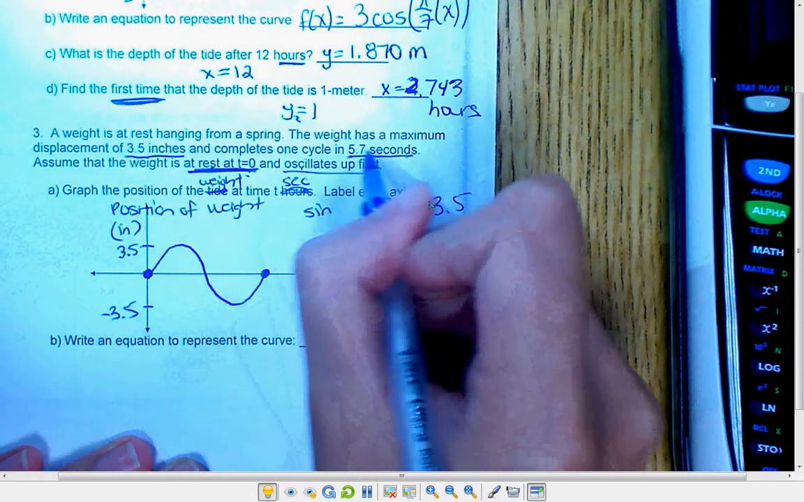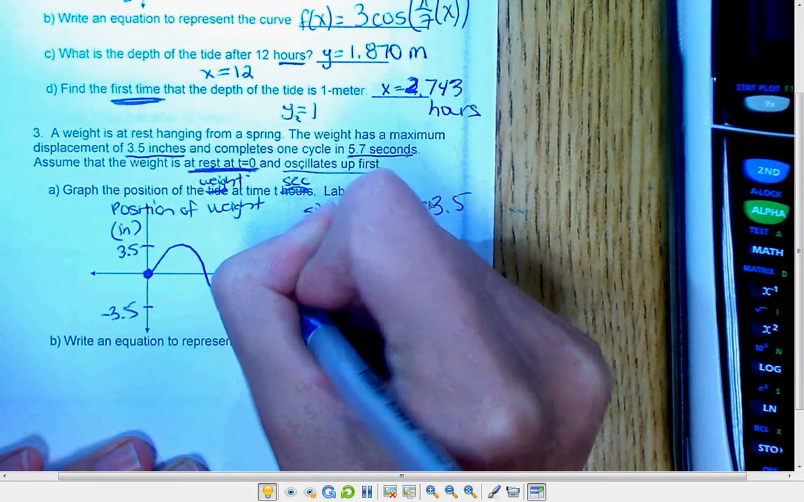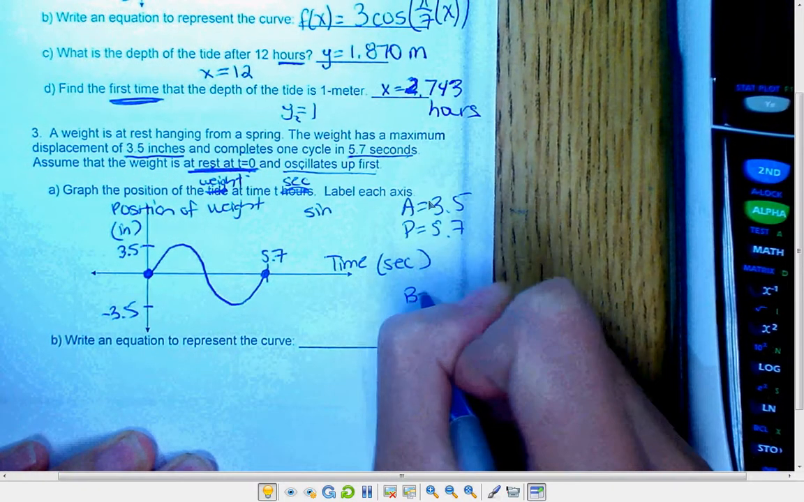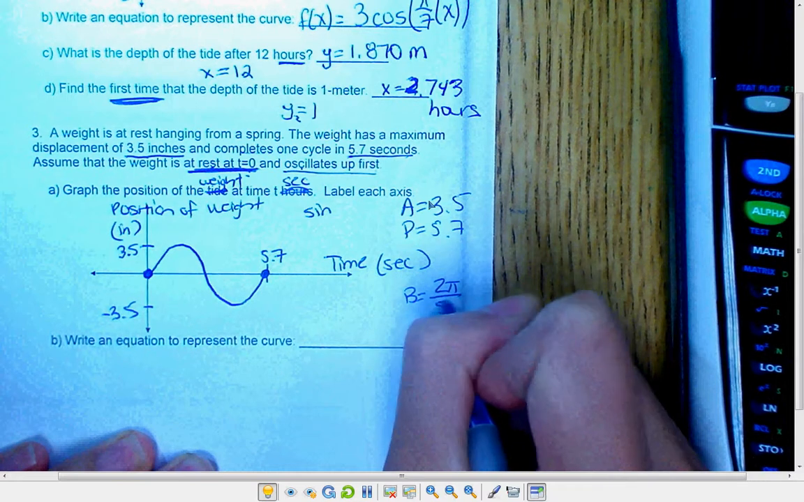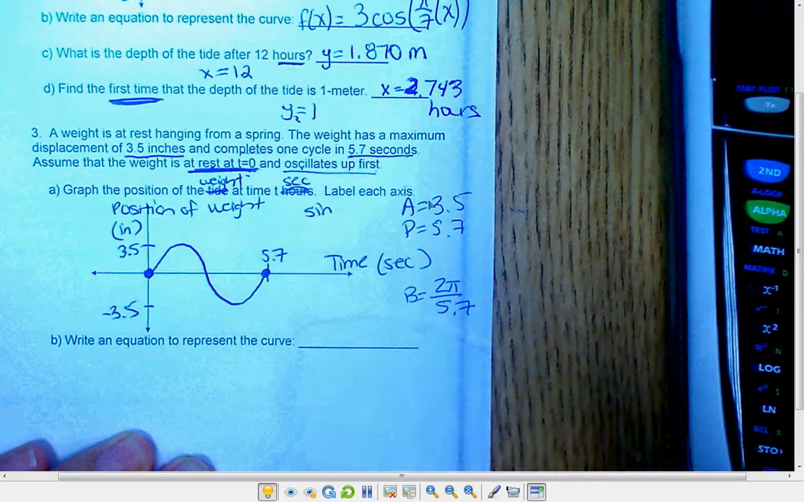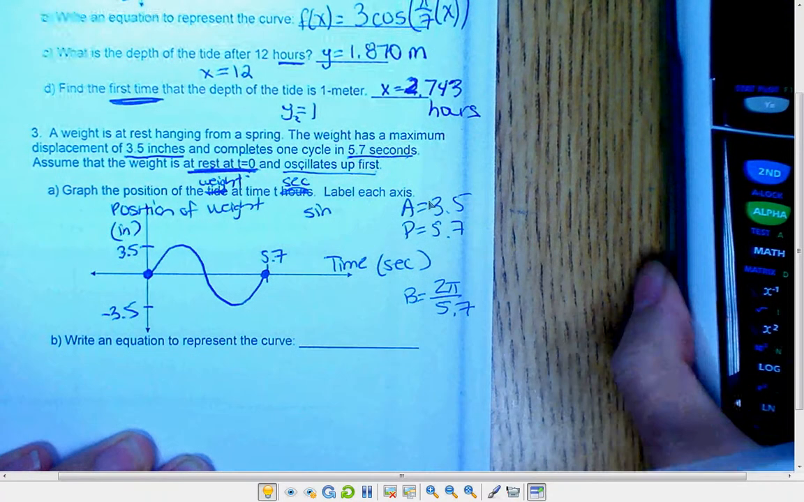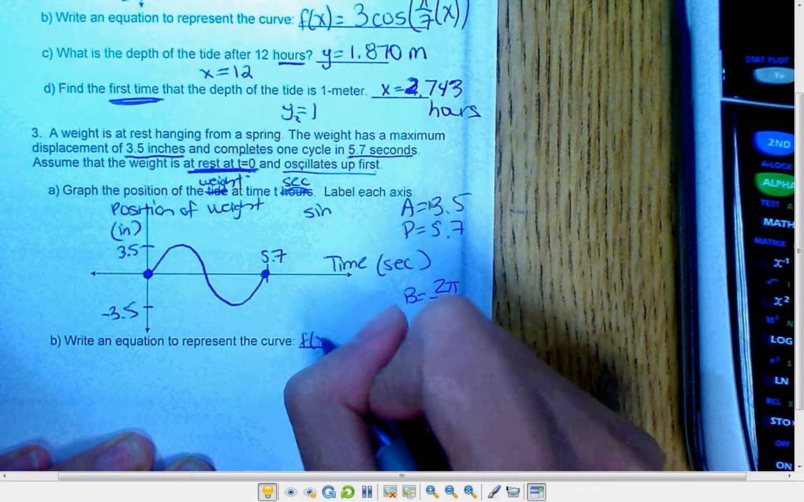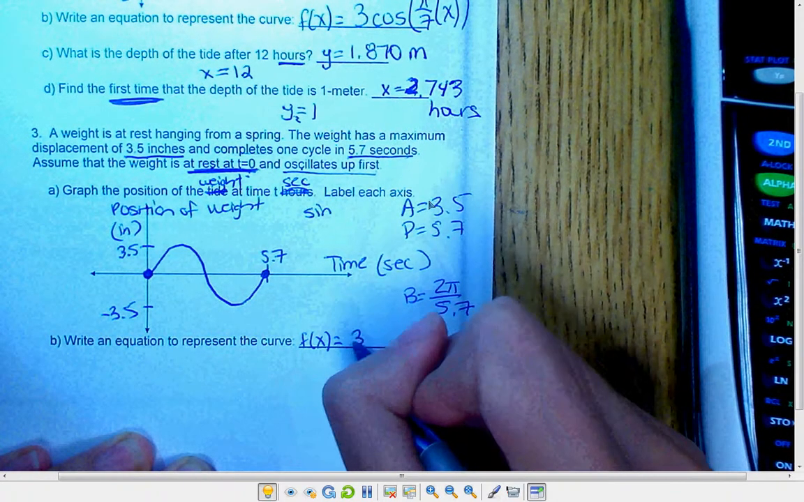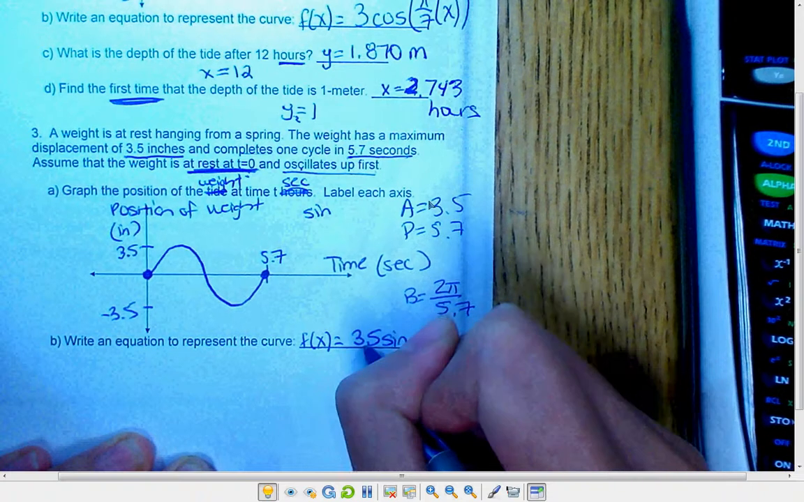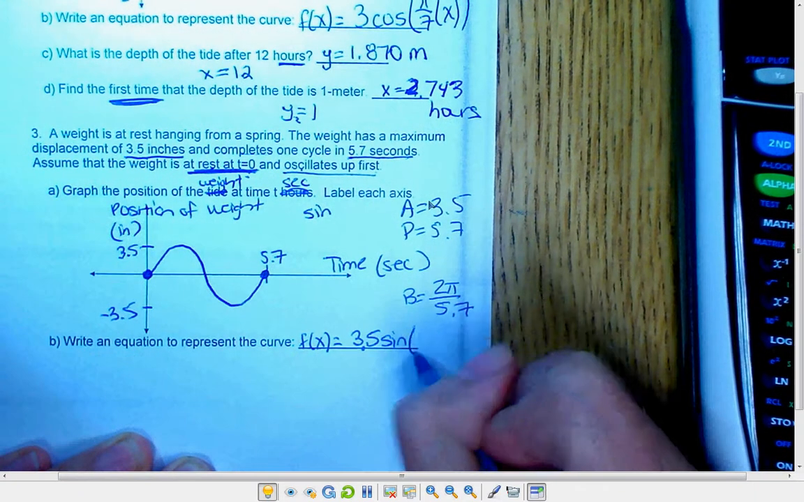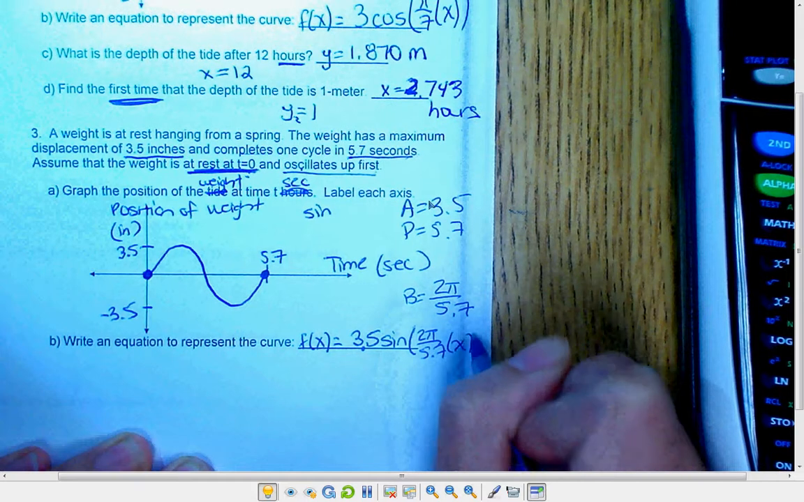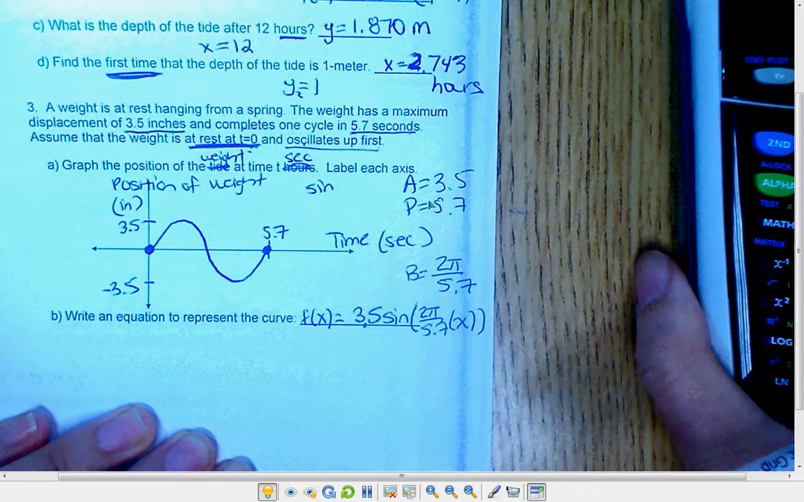And it tells you that the 1 cycle is 5.7 seconds, which means your period is 5.7, which means our b value is 2 pi divided by 5.7. Because we're putting this in our calculator, we're not going to worry about this decimal. We're just going to leave it like that. So to write our equation, we have f of x equals amplitude, which is 3.5. We know this is a positive sine function. Our b value is 2 pi over 5.7. And then we have x.